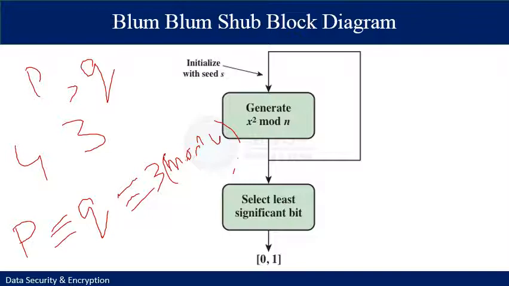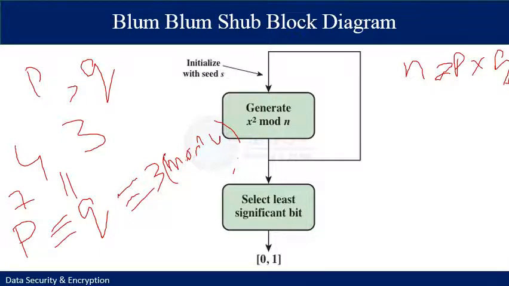For example, the prime numbers 7 and 11 satisfy this requirement. If you divide 7 by 4, the remainder is 3, and if you divide 11 by 4, the remainder is again 3. So the algorithm works by computing the sequence n by multiplying p and q. Therefore, n is equal to p multiplied by q.